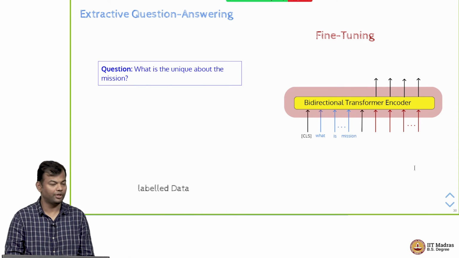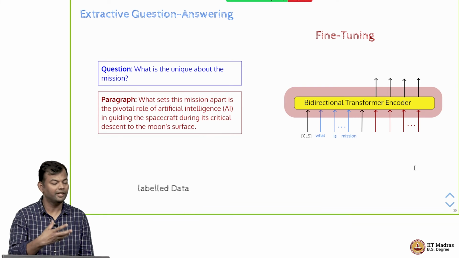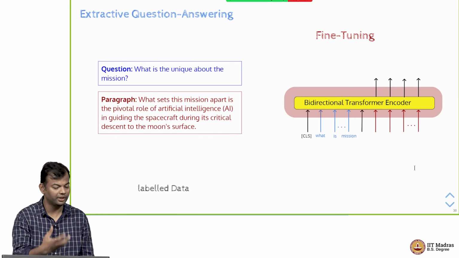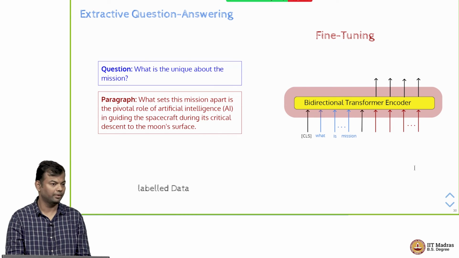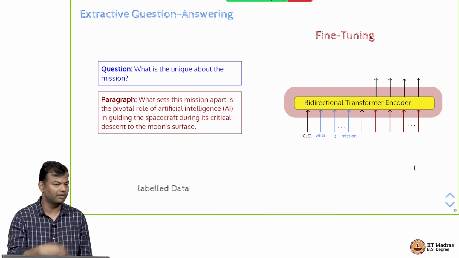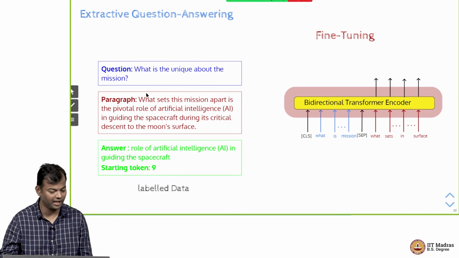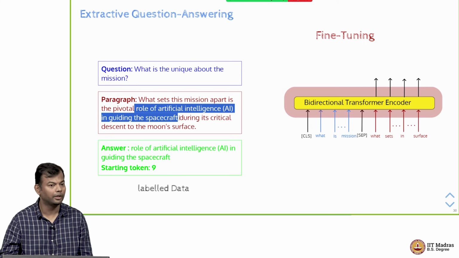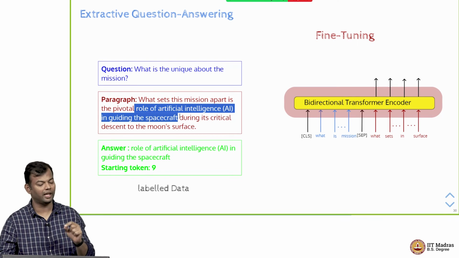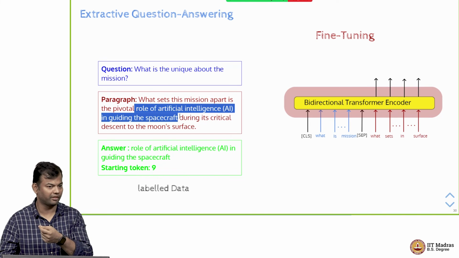So, here is a question: what is unique about the mission? And here is a paragraph about a space mission, and now I have asked a question related to this paragraph and it has to answer. The answer is the role of artificial intelligence in guiding the spacecraft. So this answer is embedded as it is in the paragraph. I just have to say that the start token of the answer is role and the end token of the answer is spacecraft.